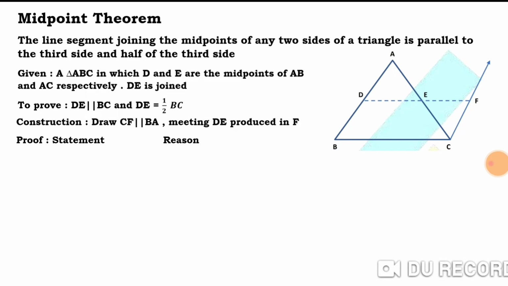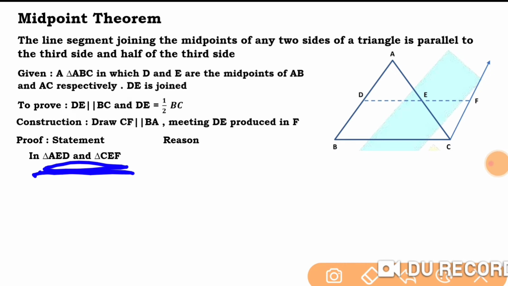Next is the proof, which comes as statement and reason. First we have considered two triangles. As I told you in the previous part, we are going to use two principles to prove the statement: congruency, and a quadrilateral being a parallelogram. The triangles I have considered are triangle AED and triangle CEF. Here we are going to prove these two triangles are congruent.